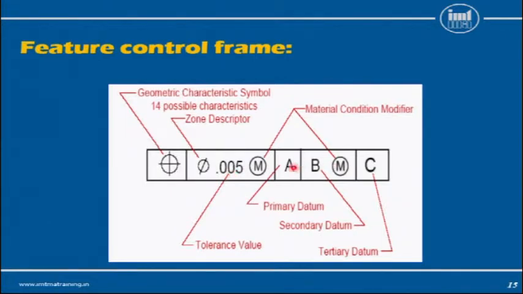Then further boxes contain the datums in the proper order as applicable to the controlled parameter. The first of the given datums is always the primary datum. It needs to be considered first while the part is kept on a fixture or taken alignment in an inspection setup. The second given in the order is called the secondary datum. That means it needs to be considered in the second order. Then the last datum given is called the tertiary datum. That means it has to be considered in the third order.